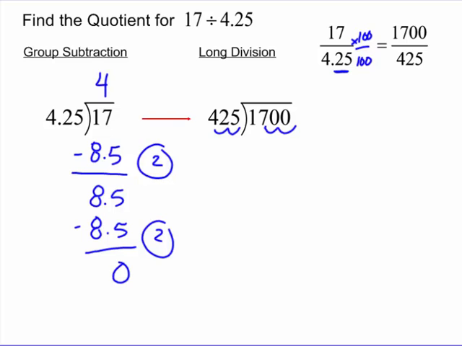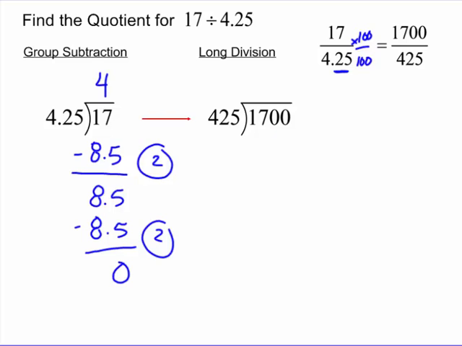So if the decimal places cause us some panic, we have a strategy where we can manipulate or change the problem to remove those decimal places. And then it's just like all the other long division group subtraction problems we've done. So if I look at this, I'm going to do this with group subtraction because I think it's going to be easier to see.